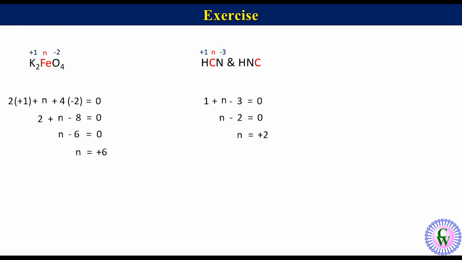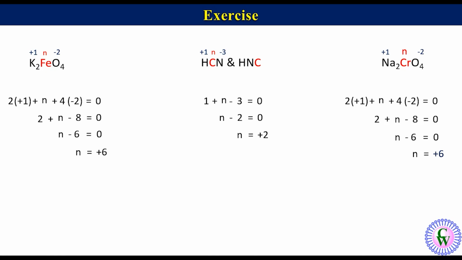Calculation of oxidation number of chromium in sodium chromate. Oxidation number of sodium is plus 1. Oxidation number of chromium is N, and oxidation number of oxygen is minus 2. Since this is a neutral molecule, we can write 2 into plus 1 plus N plus 4 into minus 2 is equal to 0, or 2 plus N minus 8 is equal to 0, or N minus 6 is equal to 0, or N is equal to plus 6.